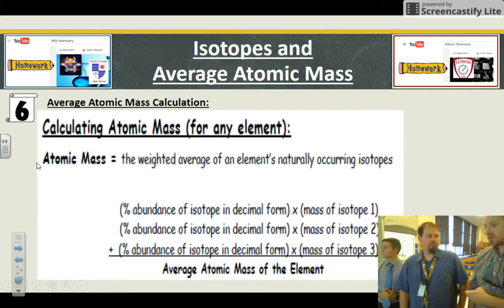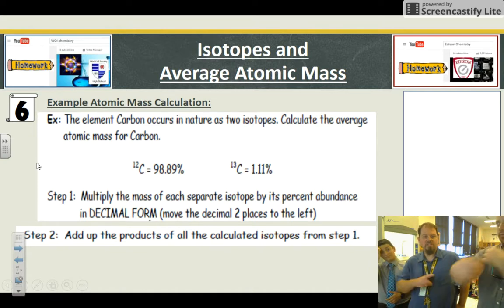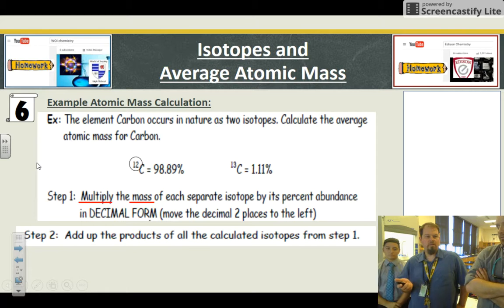Leave a little space in your margin. Really not that bad. Let's keep it moving. Step 1 says, let us multiply the mass. So there's the mass, 12, and we're going to multiply it by its percent abundance.